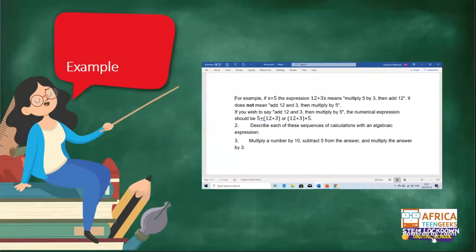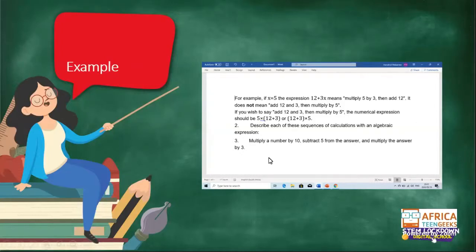Now, as I've said in the past, we are just revising our work. We have an expression here, x is equal to 5. Then the expression is 12 plus 3x. So this means that you need to multiply 5 by 3 and then thereafter add 12. It does not mean that you must add 12 and 3, then multiply by 5. So if you wish to say add 12 and 3, then multiply by 5, the numerical expression should be as follows. It should be 5 times open bracket 12 plus 3, or 12 plus 3 times 5. All right. So we need to be able to describe each of the sequences of calculations with an algebraic expression.